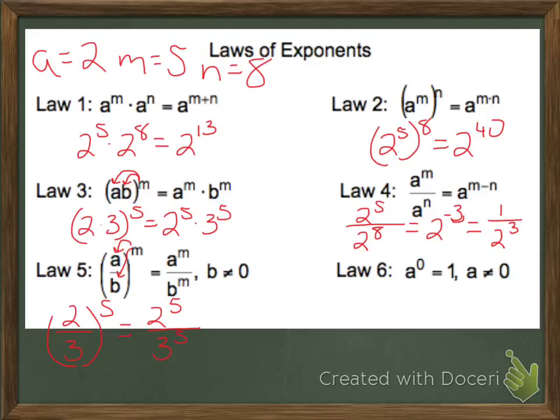Okay, and then law number 6: anything to the 0 power is always 1. Anytime you have an exponent that's a 0, it's as if that number, that term, that letter wasn't even there in the first place. So really, it just represents a 1. You could just ignore it. Anytime you have anything to the 0 power, it's just 1. So you could simply cross out anything that is raised to the 0 power.